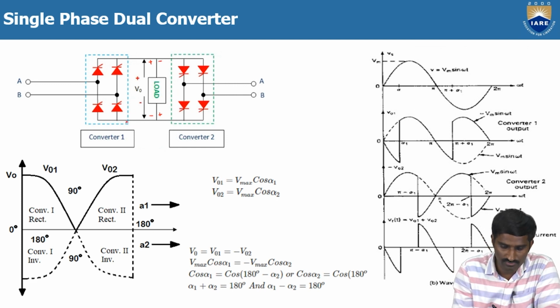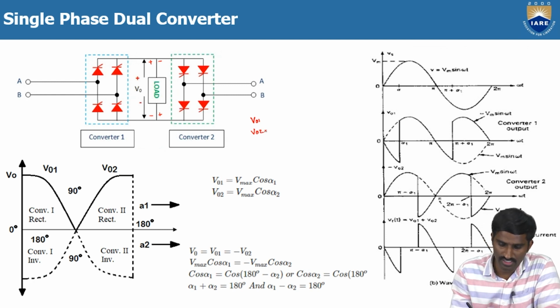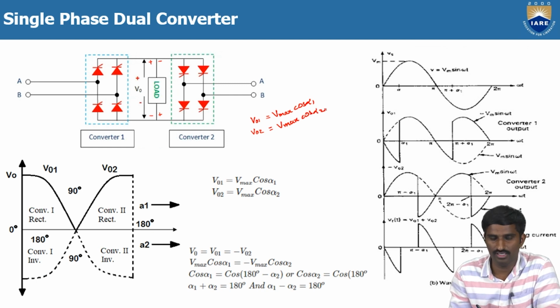Let me consider the output of converter 1 as V01 and the output of converter 2 as V02. Let us consider V01 is equal to V max into cos alpha 1 and V02 is equal to V max into cos alpha 2, because we are giving separate firing angles for converter 1 and converter 2. So for converter 1 it is alpha 1 and for converter 2 it is alpha 2.